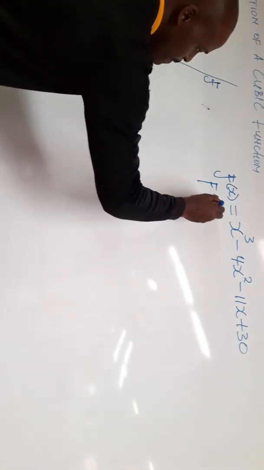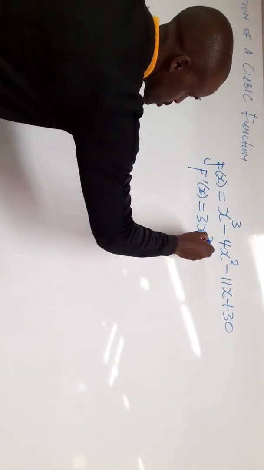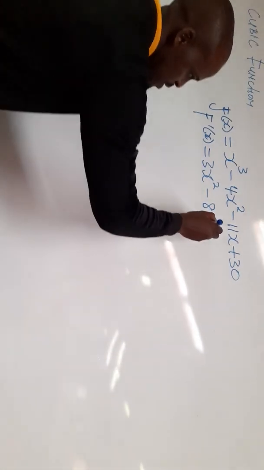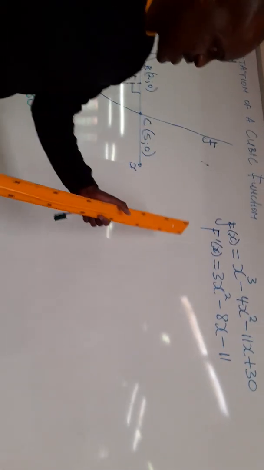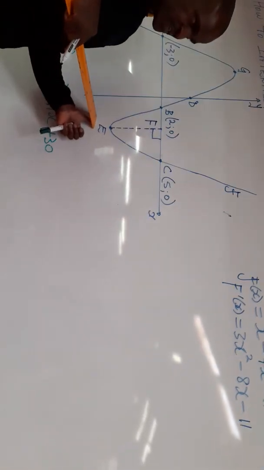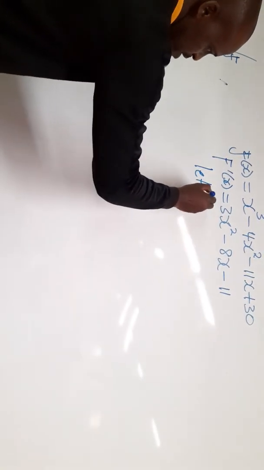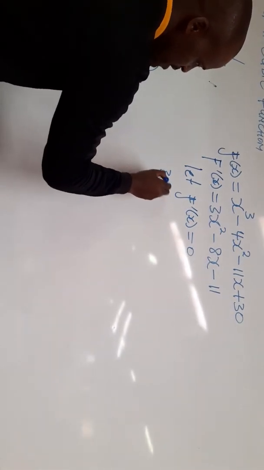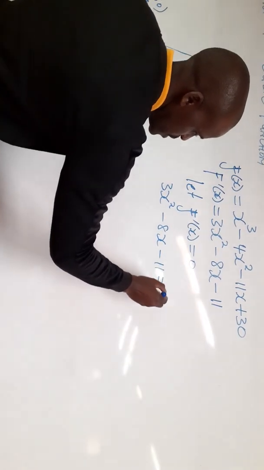The gradient will be 3x squared minus 8x, because when you multiply 2 by 4, it's 8x, minus 11. That's our gradient. And then we let the gradient be 0 because we are talking about the stationary point. The gradient at the turning point is 0. Therefore, we let the gradient be equal to 0.